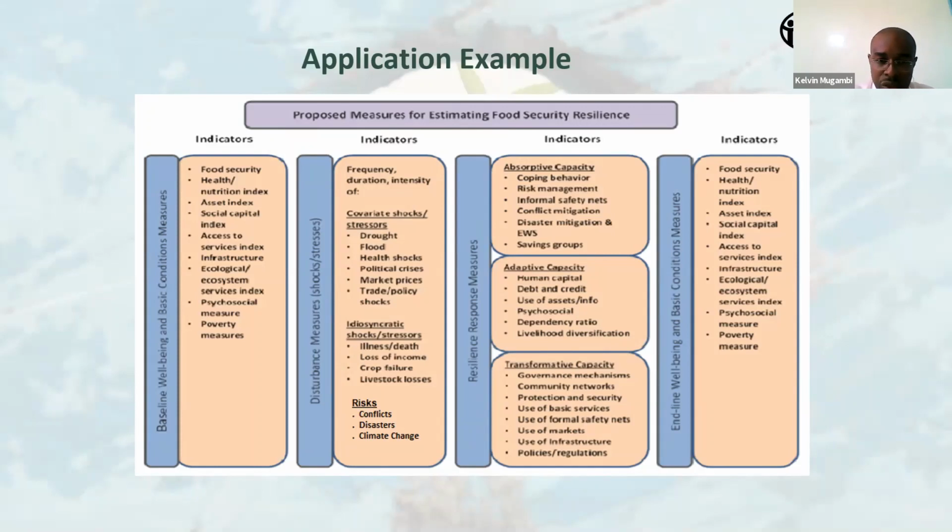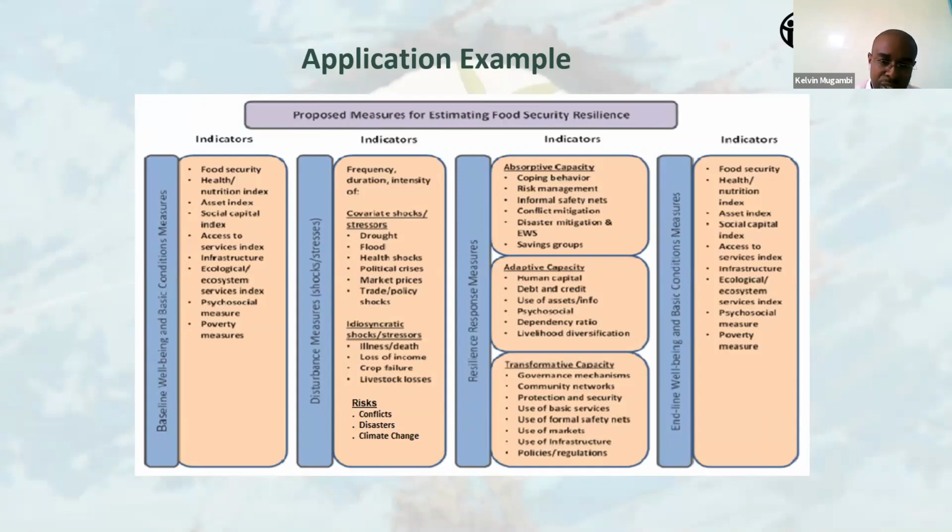Next is the idiosyncratic shocks or stresses, and these are stresses that affect individuals at a community level. Here we look at indicators such as illness and death, and this could be as a result of disasters. We also look at loss of income. A good example is during this particular era of COVID. We also look at crop failures at that particular community level. How has it been? We look at those indicators, as well as indicators such as livestock losses, which could result from either the drought or the floods.